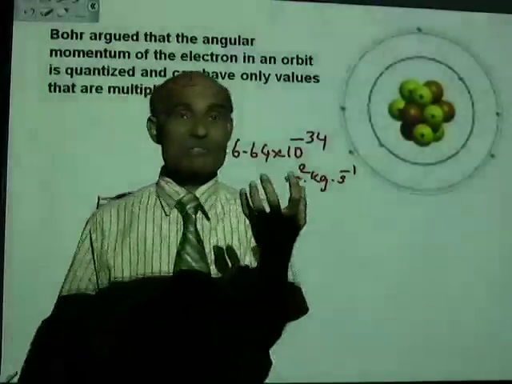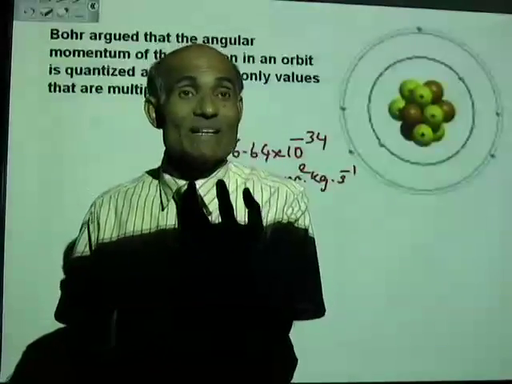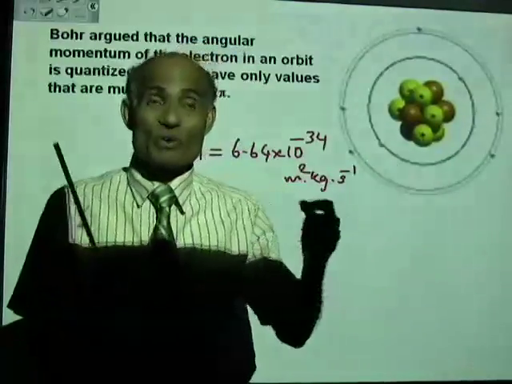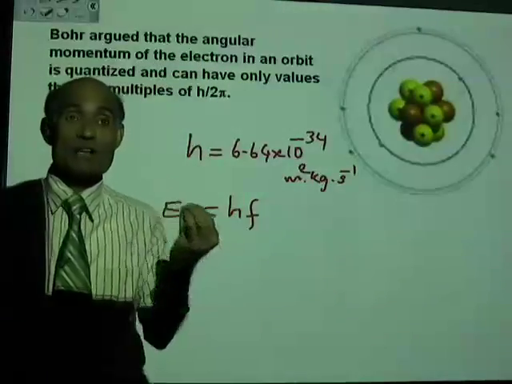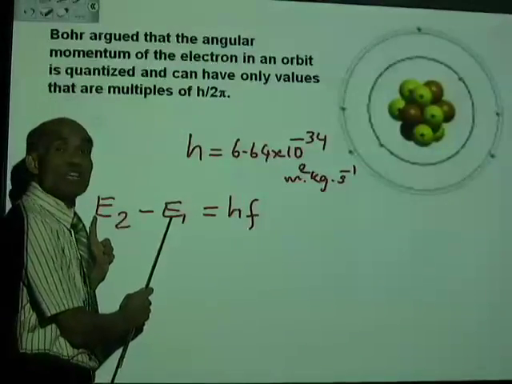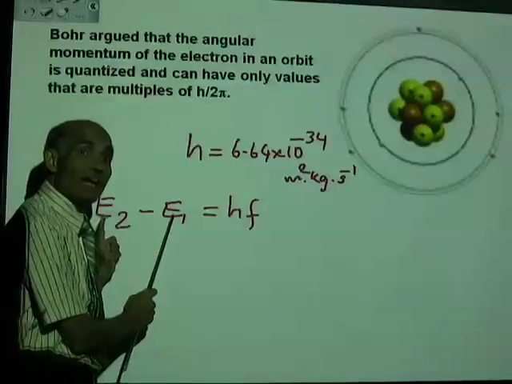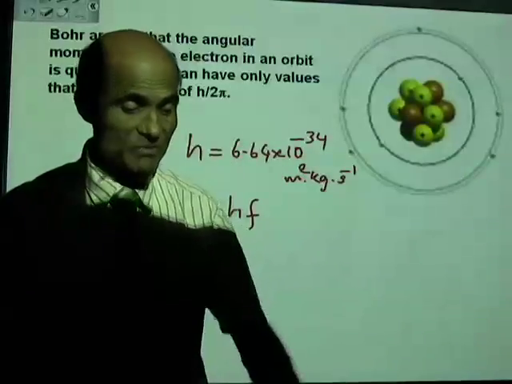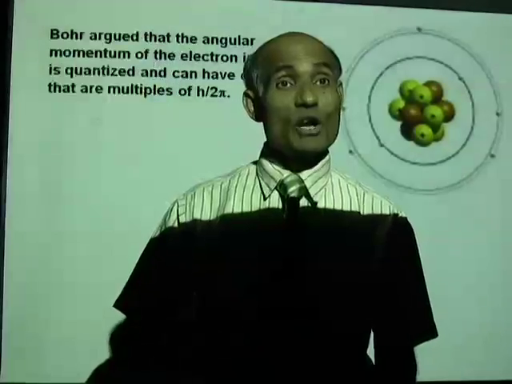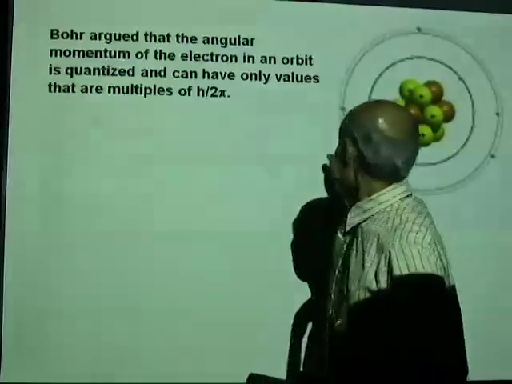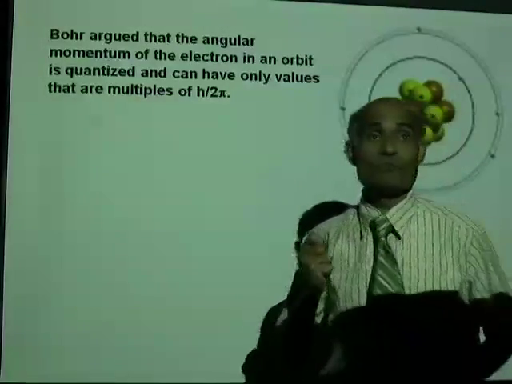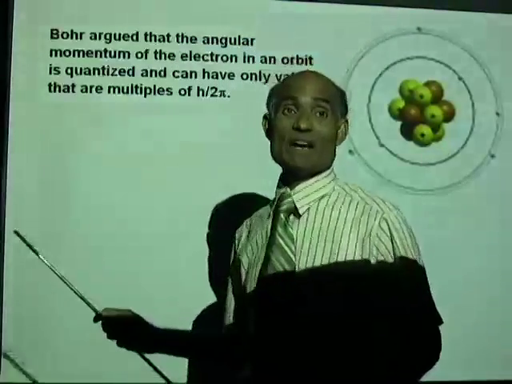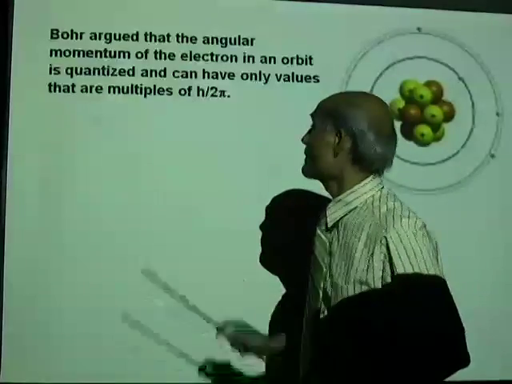Now, you know about electromagnetic radiation. Red is low frequency, violet is very high frequency. So in order to get a violet color radiation, the difference in the energy must be much greater than when you obtain a red radiation. We will be looking at these as we move on. So according to Bohr, the energy of an electron is quantized. The angular momentum of an electron is quantized, and it can only have values that are multiples of h over 2 pi.